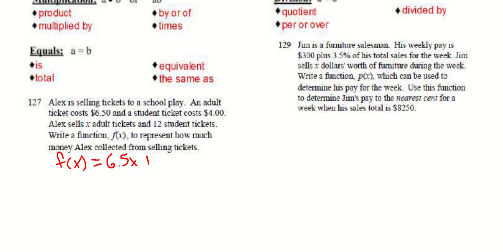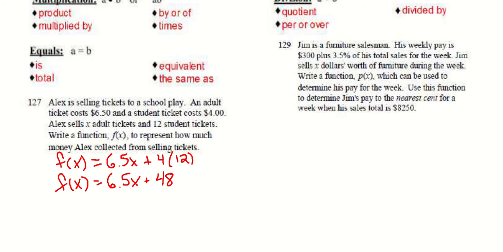6.5x plus how much money he's going to make in the student tickets. So it should be 4 dollars times 12. And we could simplify this to come up with 6.5x plus 48. All right. That's it. We didn't have to solve anything. We just had to create a function, and we did. We're done. All right. Make sure you read the question. If it says create an equation, make sure you actually state the equation. You're not going to get full credit there.